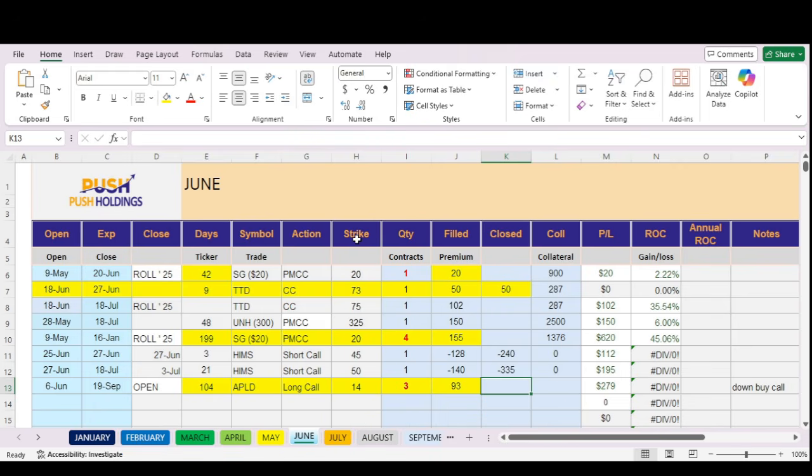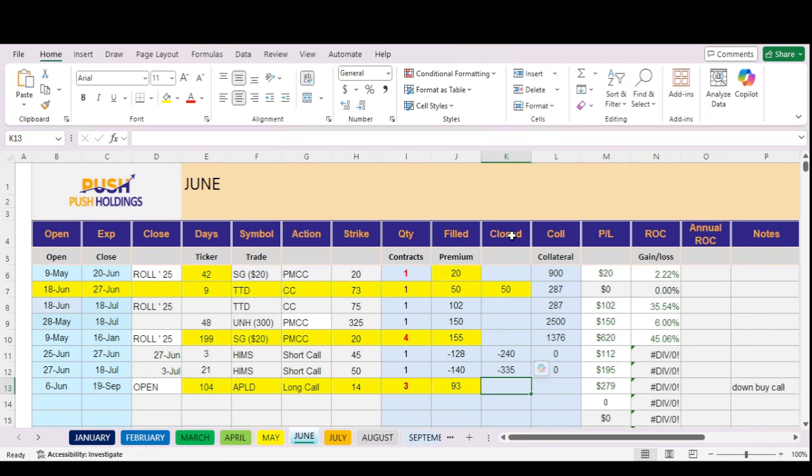The next column after that is going to be the strike price. Following that is going to be the quantity, the amount of contracts I actually got into. And then right after that is going to be the fill column. This fill column is going to tell you the amount of premium where we got filled at, or the amount of money we received when we actually did the trades.